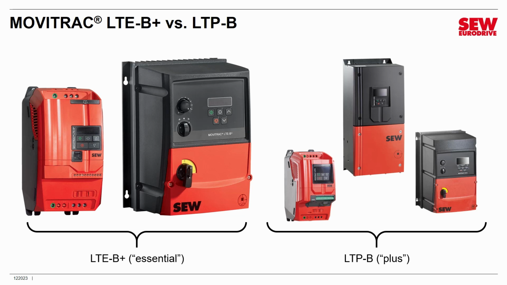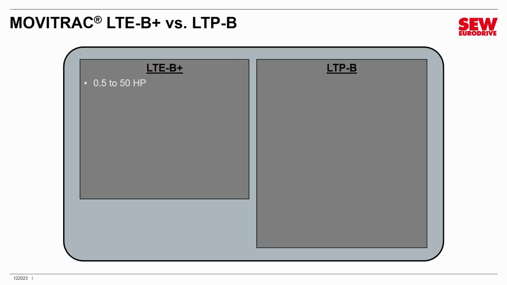Let's compare some of the features side by side here. The MOVITRAC LTE-B+ can operate with motors between 1/2 and 50 horsepower, whereas the LTP-B can go from 1 to 400 horsepower, therefore a much larger motor size range. The LTE-B model comes in both IP20 and IP66. If you don't know what the IP rating stands for, don't worry, we'll cover it in a little while. For now, just assume that the IP rating indicates what kind of environment the VFD can operate in.